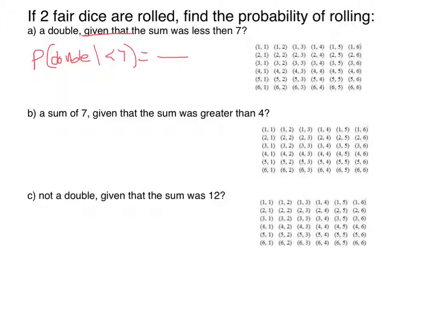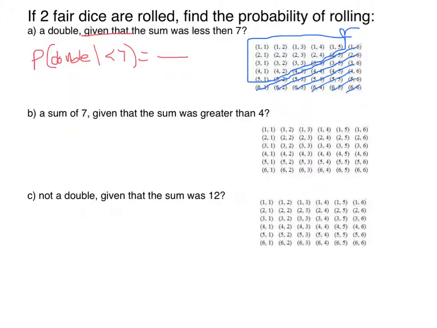But we are assuming that the sum was less than 7, which means if we go over to our chart here, we can actually cross off all of the ones whose sums are 7 or greater, because that's not part of the problem that we are talking about. So the assumption that the sum is less than 7 actually lowers our sample space. So this is the sample space now that we are talking about.